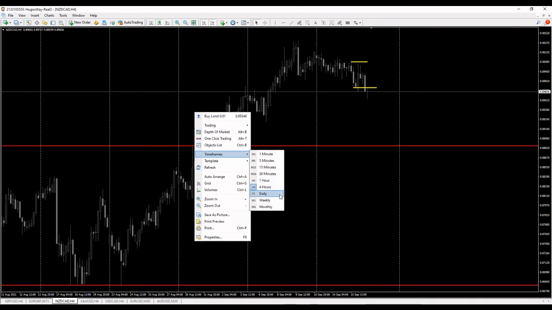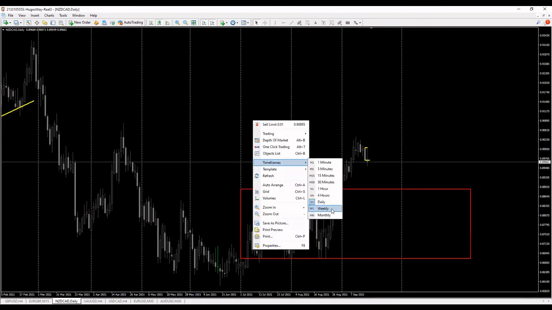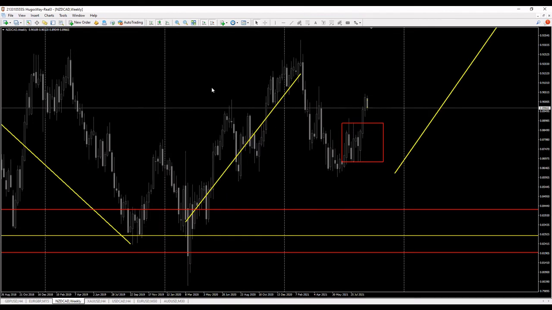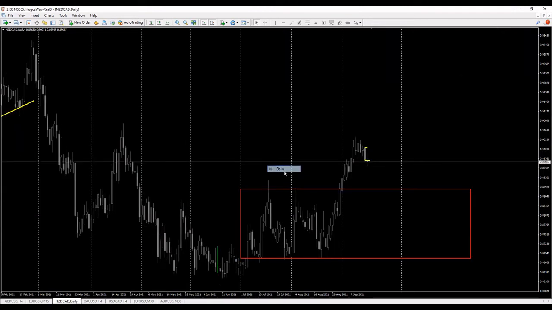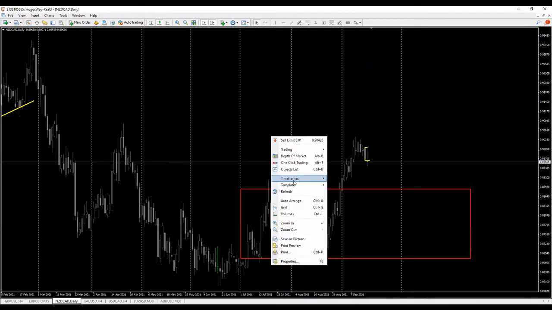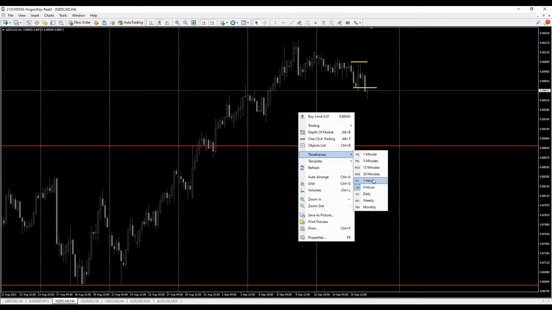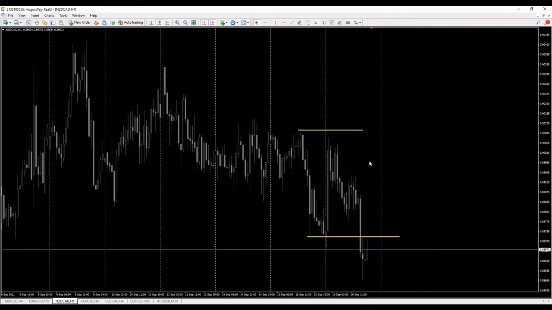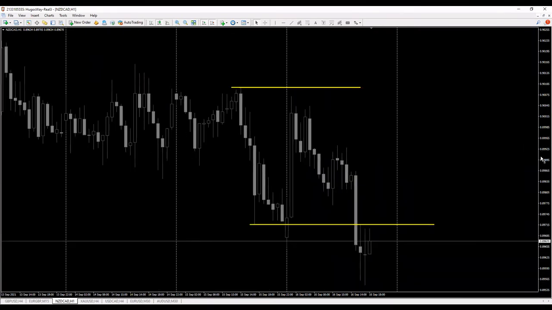If you go to the daily, they separate the month. If you go to the weekly and above, they separate the year. Okay. So monthly and weekly separate the year. Daily separates the month. 4 hours separates the week. And the 1 hour and below separate the day. So if you don't have any indicators on your chart, you can use that for your guidance.